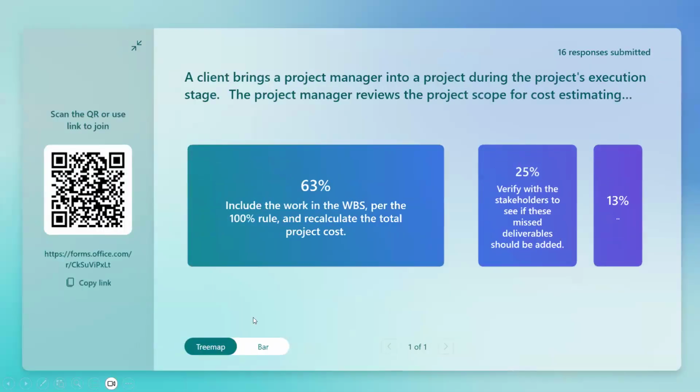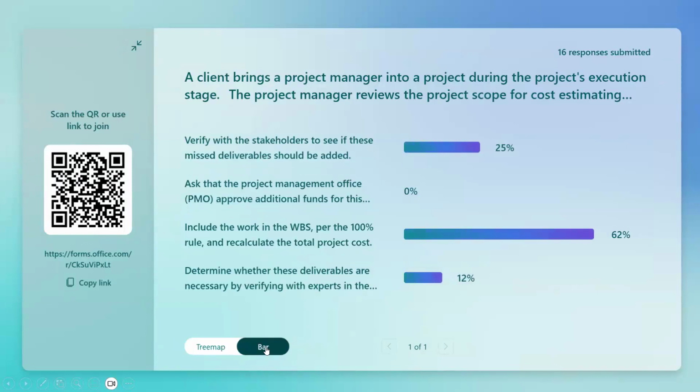Let's see your responses. 63% of you mentioned include the work in WBS as per 100% rule and recalculate the total project cost. Determine whether these deliverables are necessary by verifying with the experts, 12% of you mentioned that. Verify with the stakeholders to see if these missed deliverables should be added, this is 25%. So none of you selected option B, right? So that means all of you are thinking in the right direction.